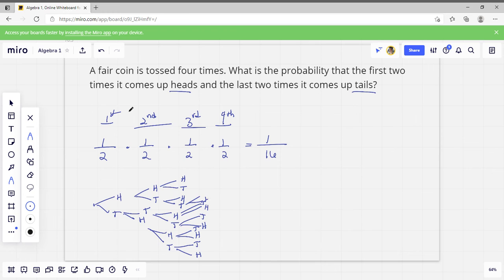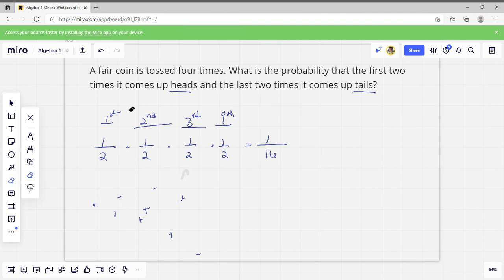Yeah, I don't have enough room to do this. Anyways, we would end up with 16 here, and only one of them would have been heads, heads, and then tails, tails. All right, so you just multiply them when they're in a designated order.